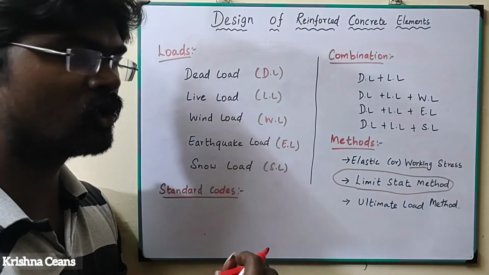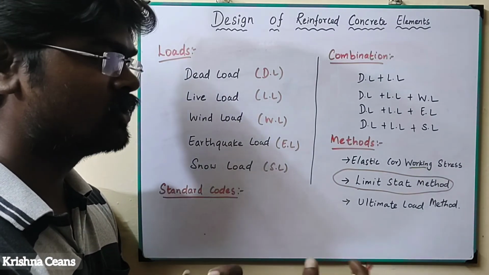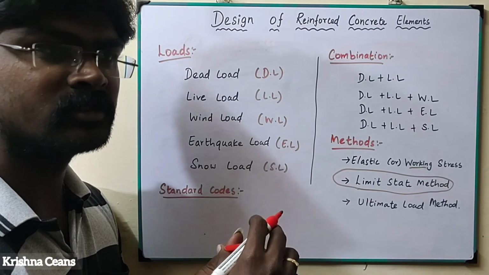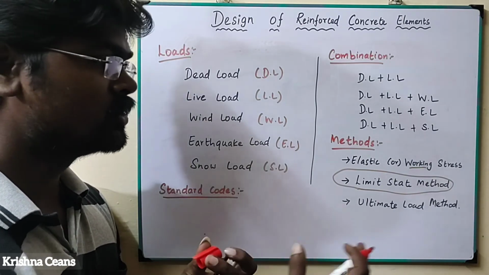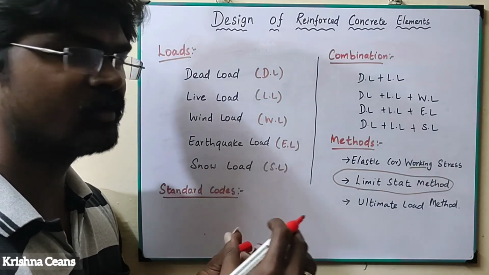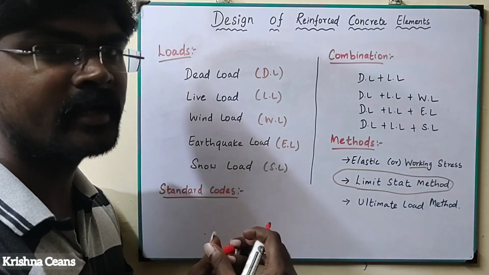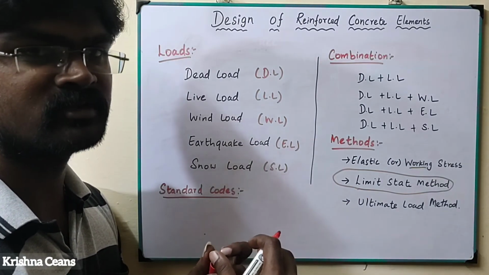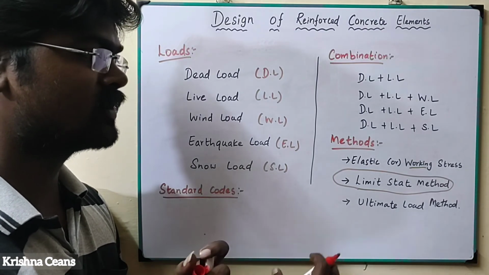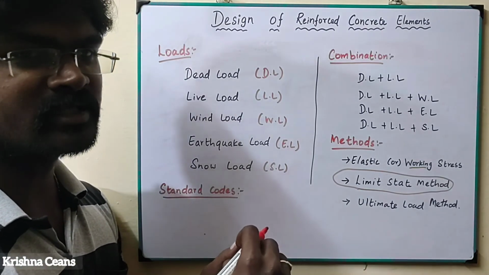Then finally the ultimate load method, which is the uneconomical one. We always consider the maximum load, so the element designed gives an uneconomical result, which is very large cost-wise. That's why we always prefer the limit state method.